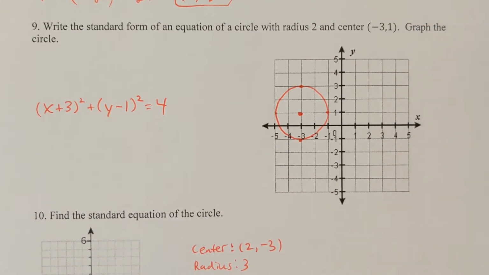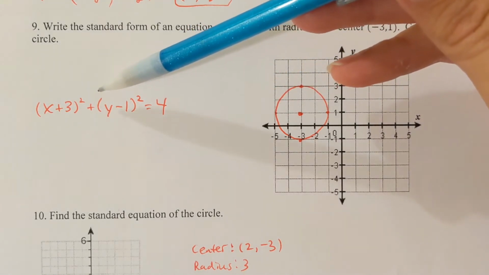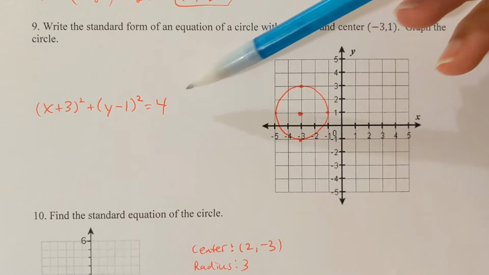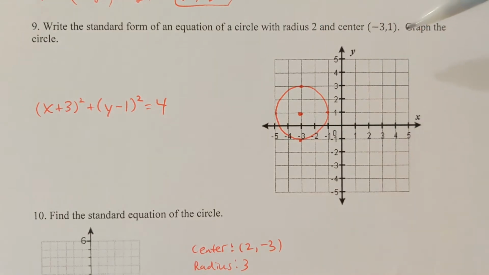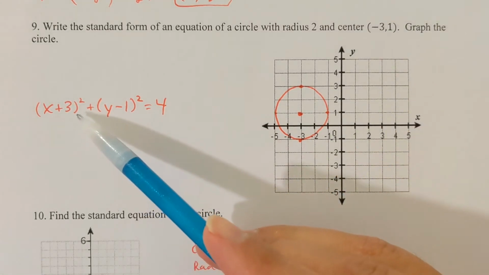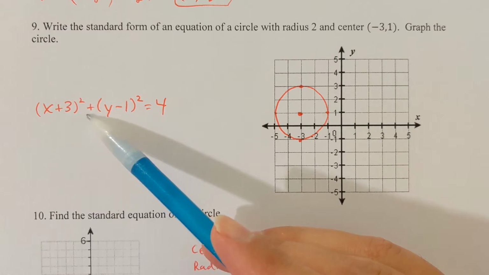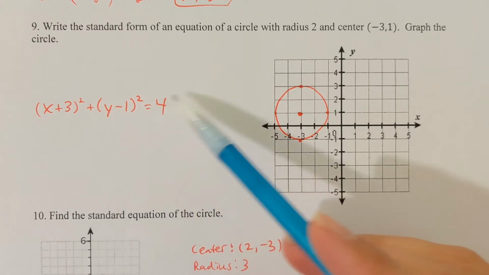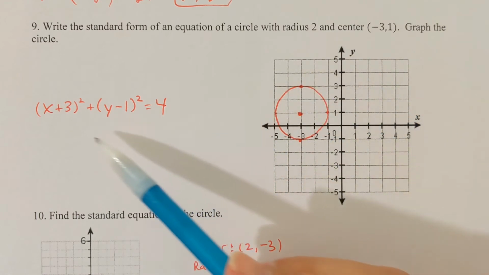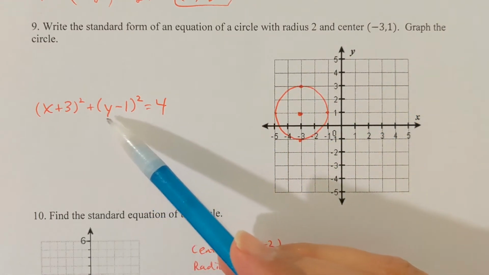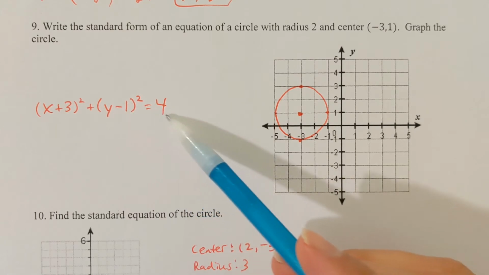Okay, problem 9. Write the standard form of an equation of a circle with a radius of 2 and center point located at (-3, 1). Then graph the circle. The standard form of a circle is (x - h)^2 + (y - k)^2 = r^2. h and k are -3 and 1. r is 2. So (x - (-3))^2 + (y - 1)^2 = 2^2, or (x + 3)^2 + (y - 1)^2 = 4.